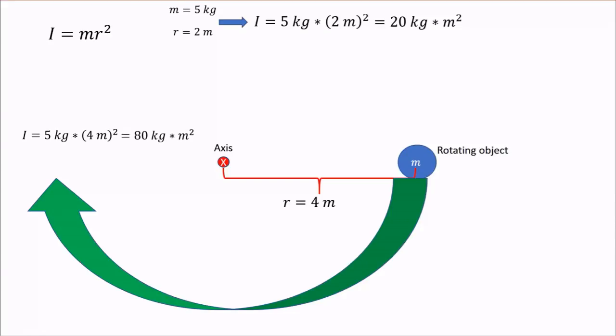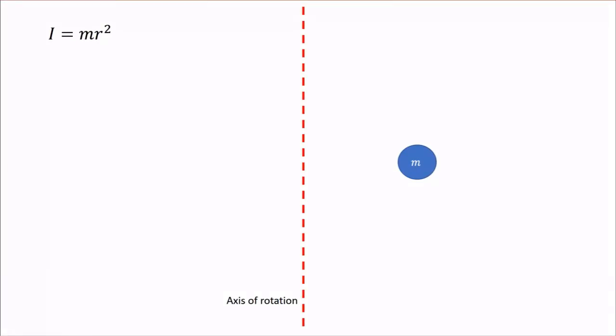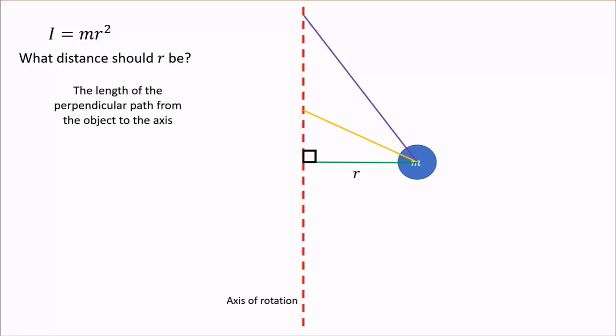So the placement of the axis matters a lot. The further away it is, the more rotational inertia an object will have. Now, what if the axis of rotation was this line here? What value do we use for the distance between the object and the axis? After all, this line here is obviously longer than this line here. The answer is we find the shortest distance between the two, which is the path that is perpendicular to the axis. All other lines will be longer.